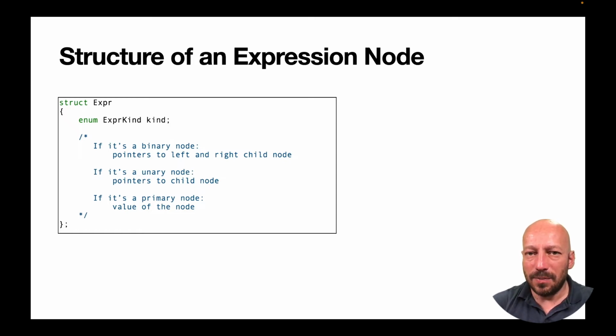So before we talk about these members for accessing child nodes or values stored in a node, we first have to think about how to distinguish these different kinds of expression nodes. You can distinguish them with the first member, which is some integer, actually some enum type. And for this enum type, we of course will define some enum constants.